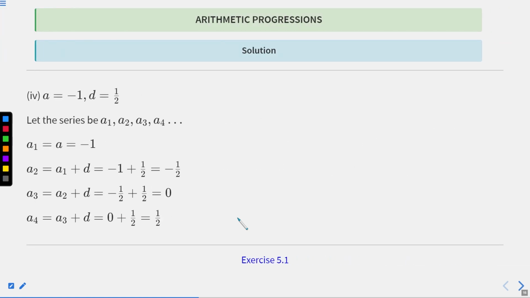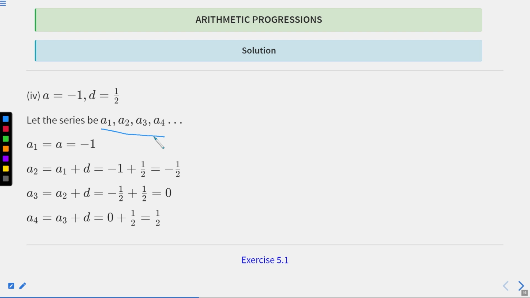In the fourth question, we are given the value of A equal to -1 and the value of D equal to 1/2. Here we let the series be A1, A2, A3, A4, and so on. The first term A1 is equal to A, which is equal to -1. And the second term A2 is equal to A1 plus D, that is -1 plus half, that is equal to minus half.